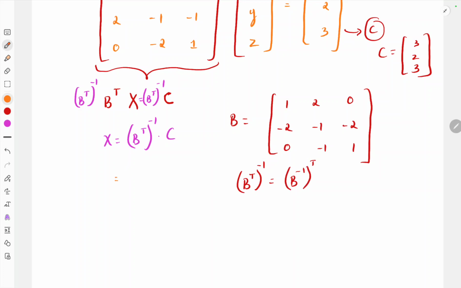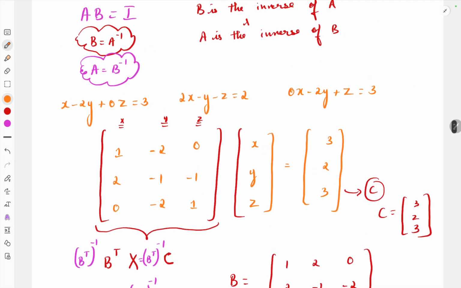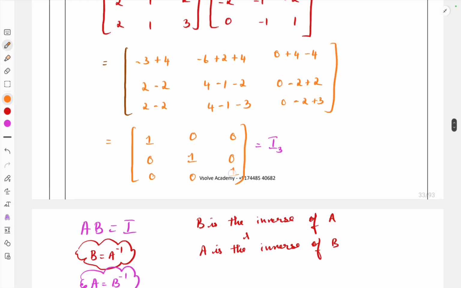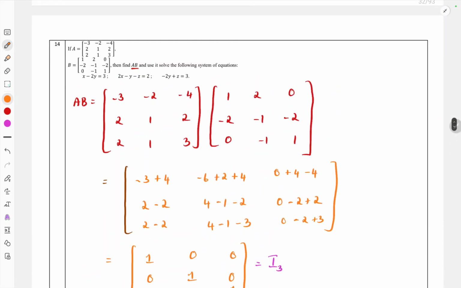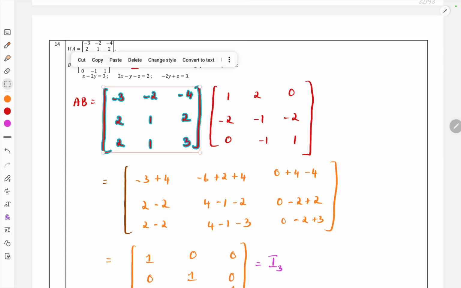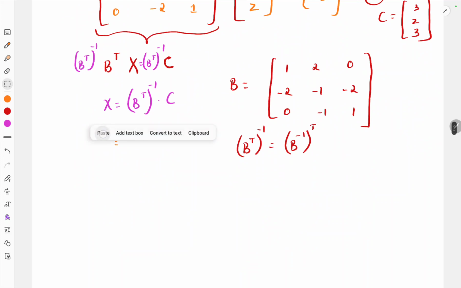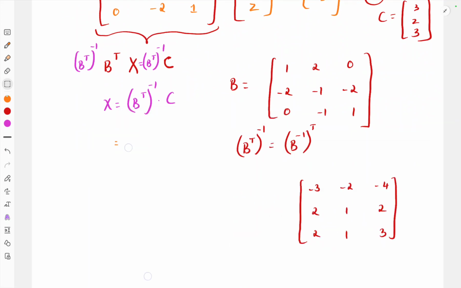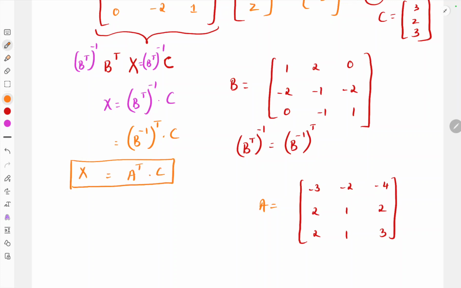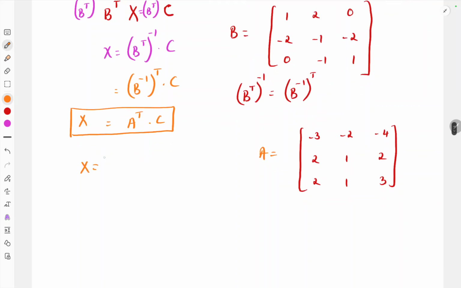So B inverse we have already. B inverse is nothing but the matrix A. So what is the matrix A we have? This I will just copy. This is matrix A. And the inverse of B transpose is the same as the transpose of B inverse, and B inverse is nothing but the matrix A. So it is A transpose into C. So this is X, where X equals A transpose times C.